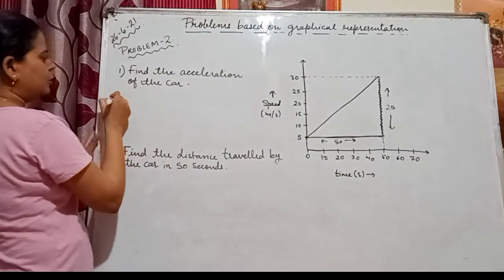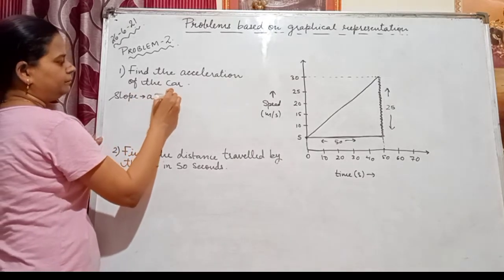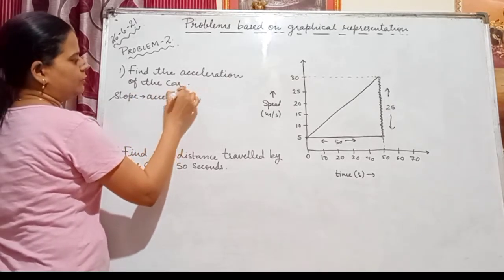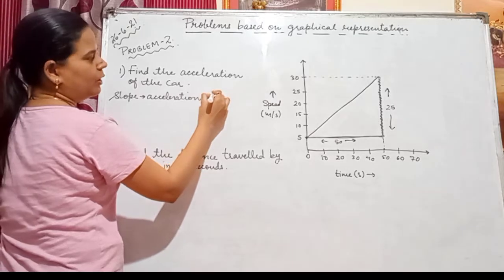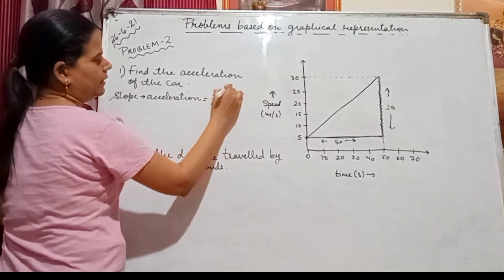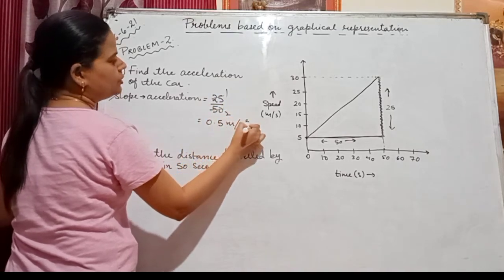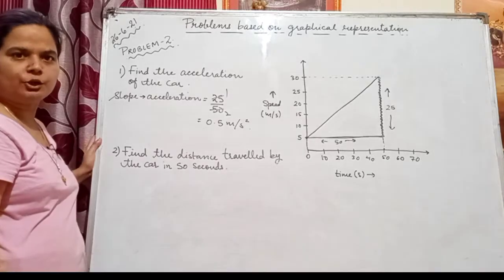So slope represents acceleration, and acceleration will be given as perpendicular upon base. So let it be 25 upon 50. That is 0.5 meter per second square. So that will be the acceleration produced.